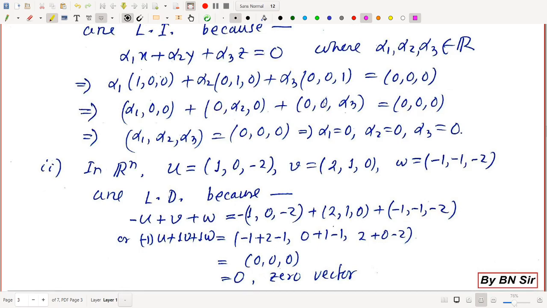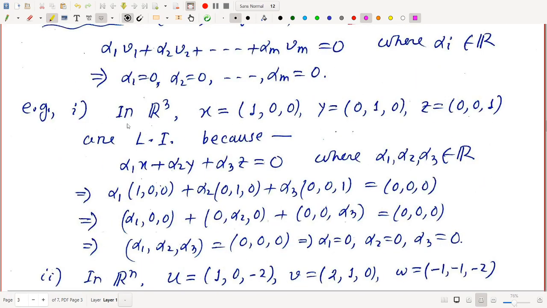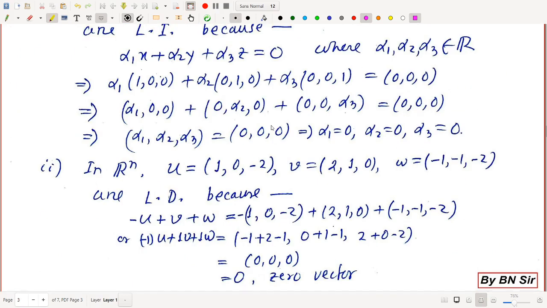Now if we add these three vectors, what do you get? Alpha 1 plus 0 means it will be alpha 1. Similarly, alpha 2, alpha 3, the ordered triple equals (0, 0, 0), and that implies component-wise they are equal. Alpha 1 equal to 0, alpha 2 equal to 0, alpha 3 equal to 0, means all the scalar coefficients are 0. That's why these vectors x, y, z in R cube are linearly independent.